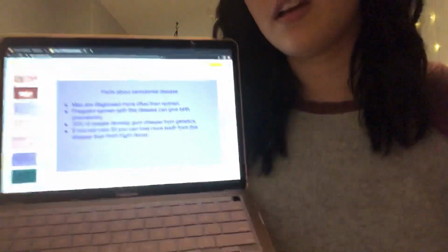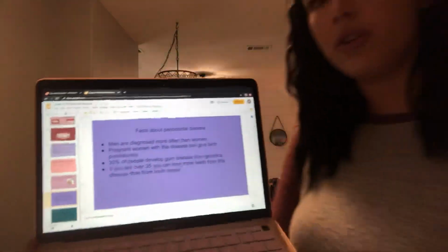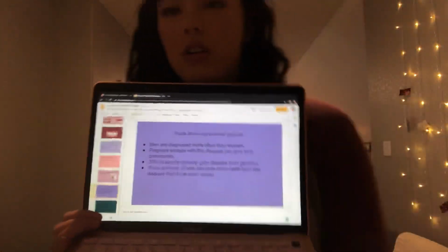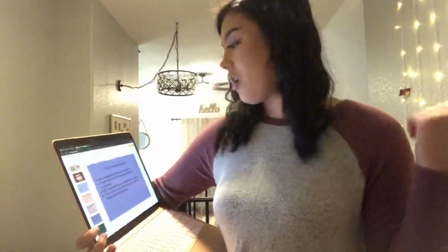So here are some facts that I found online about periodontal disease, just so you guys can know some facts. The first one is men are diagnosed more than women. So men, you need to make sure you do all the steps that I just showed you more than women do. Then the second thing is if pregnant women have this disease while they're pregnant, they can give birth to their child prematurely. So if you're pregnant, make sure you do not get periodontal disease because you can have your child prematurely, and that's not good.